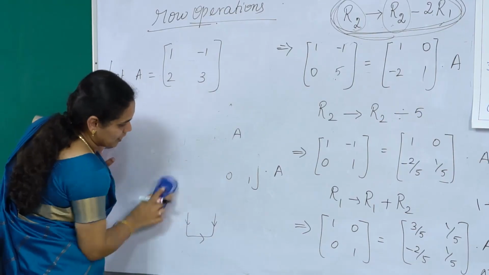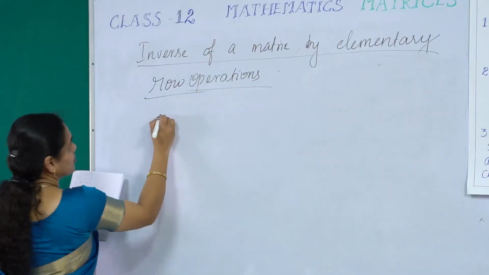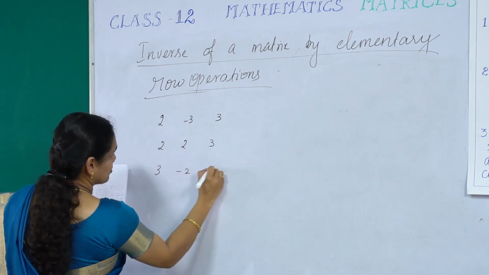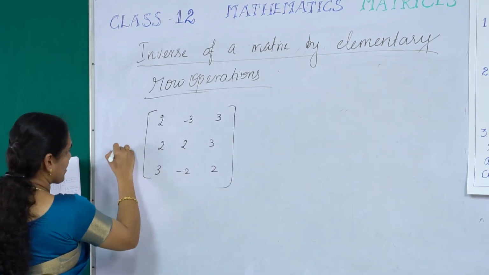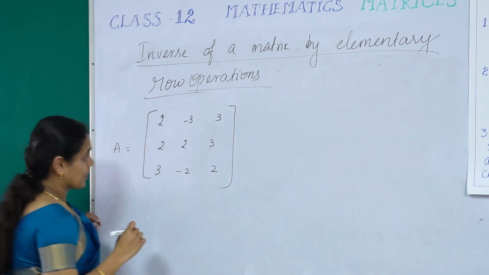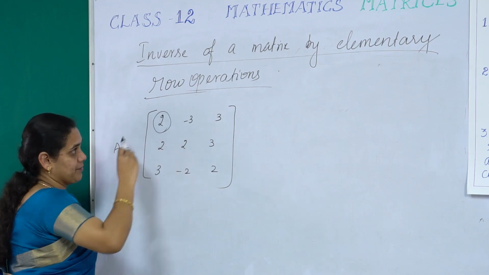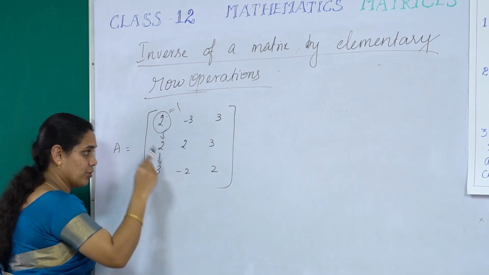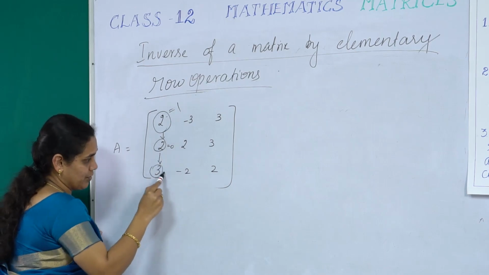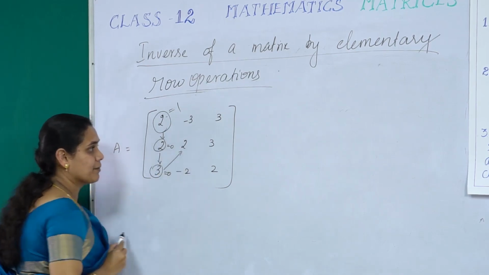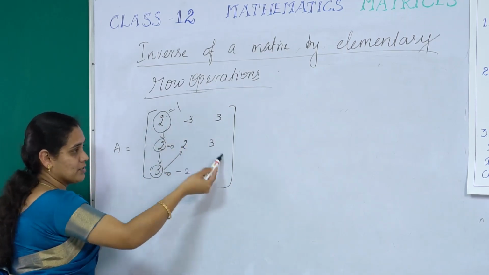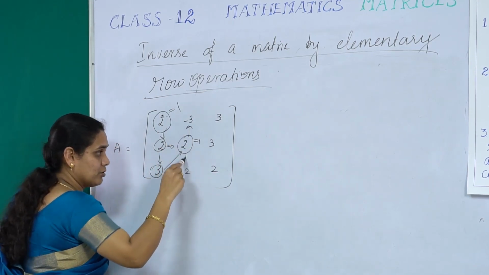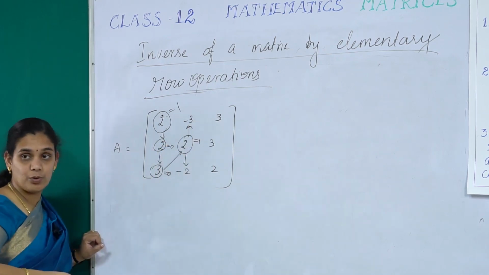Then I will tell you how to solve a 3 by 3 matrix. 2 minus 3, 3, 2, 2, 3, 3 minus 2, 2. Here, first we have to start here. Convert this element to 1 and then go here. This one to 0, this one to 0, right? Then you go here because identity matrix will be like this: 1 0 0, 0 1 0, 0 0 1, 3 by 3 matrix. So we convert this to 1, and then you can do this at the same time also, no problem. You can apply 1 or 2 operations at the same time.